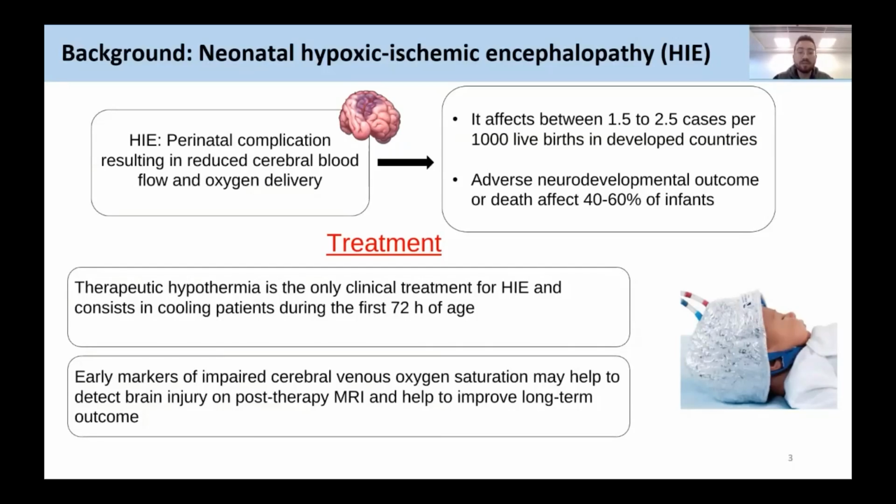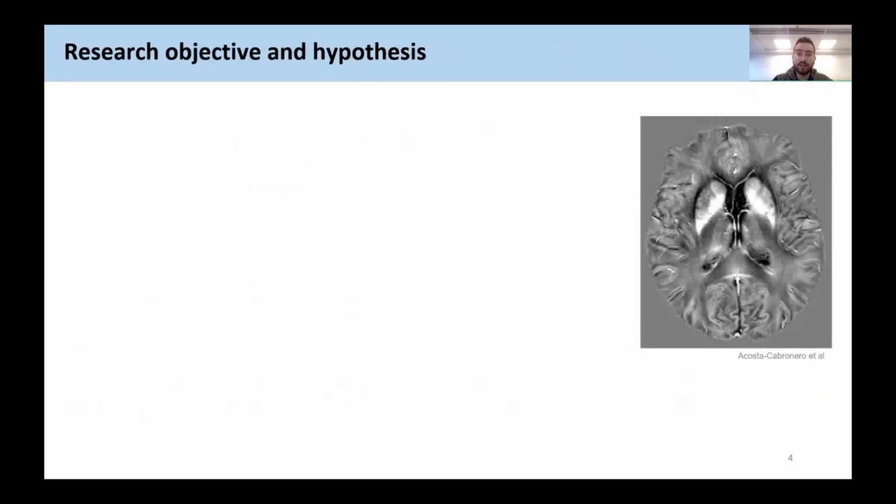So early markers of impaired cerebral venous oxygen saturation, or CSvO2, may help to detect brain injury on post-therapy MRI and help to improve long-term outcomes. To measure the oxygenation levels, we have two methods, invasive or non-invasive, but current non-invasive methods that measure the oxygenation, like near-infrared spectroscopy, have been shown to have poor sensitivity at low CSvO2 levels. And one of the leading techniques to quantify the human brain is QSM, which is an emerging MRI method that allows us to quantify CSvO2 levels.